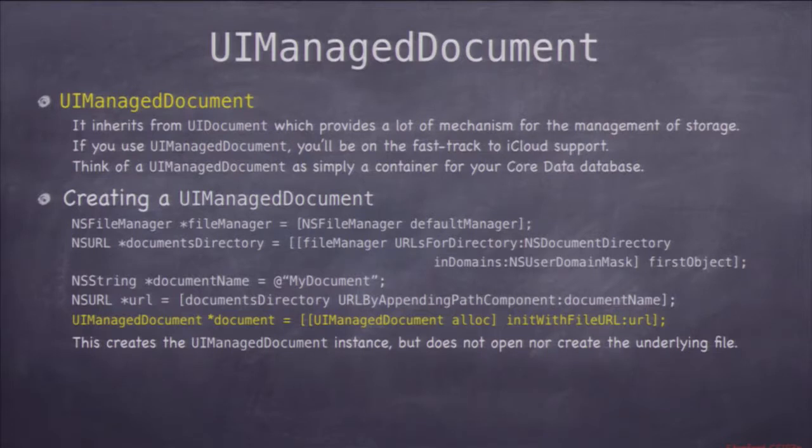So now you have the URL. You just say alloc init to create a UIManagedDocument. Okay? So this UIManagedDocument, though, you've only alloc init'd it. You haven't actually created it on disk. It doesn't exist on disk yet. So we have some work to do to make this thing exist on disk. And how do we do that? Well, we have to create it if it doesn't exist, and we have to open it if it does exist. In other words, we've used it before.